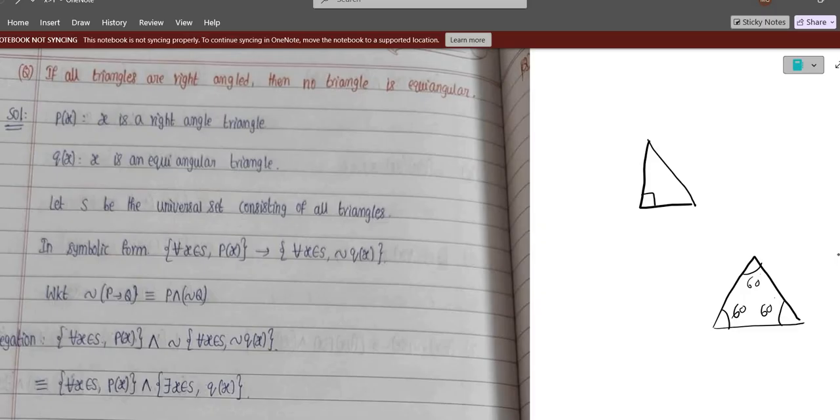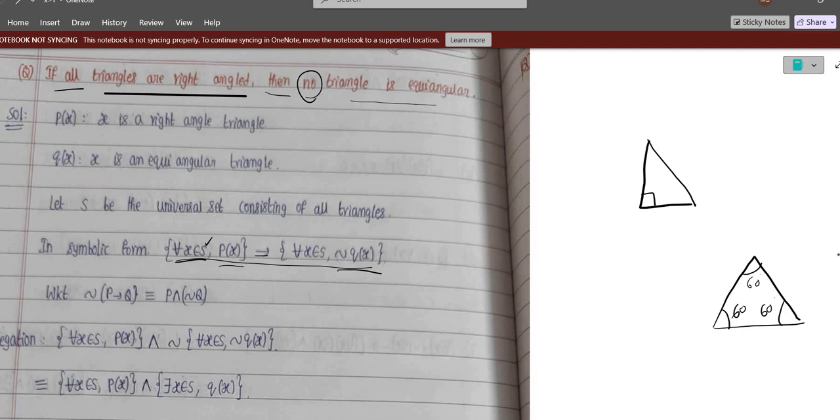So, observe the given sentence I am writing as symbolic form. All is there. That's why for all x belongs to S. Here S is universal set which consists of all triangles. Here no not is there. That's why simply I am writing P of x. Then I am writing implies no triangle is equiangular. No is there. That's why I am writing negation of Q of x. So this is the symbolic form of given statement.